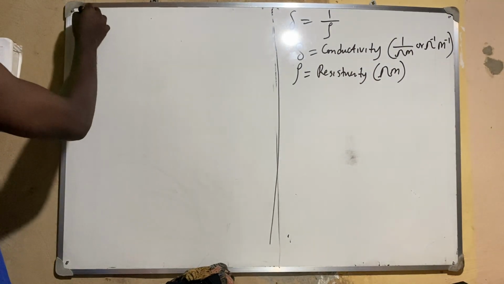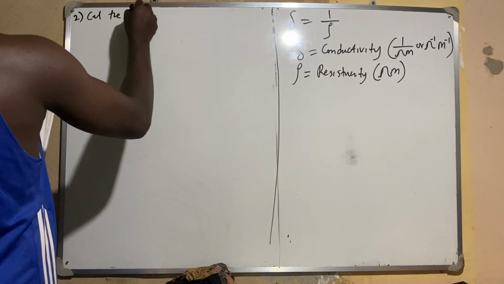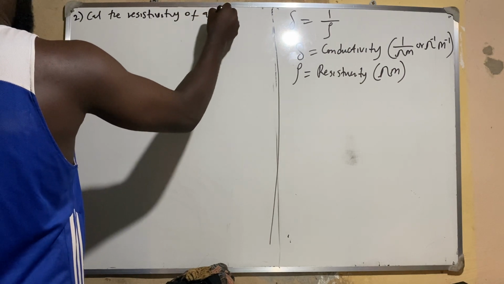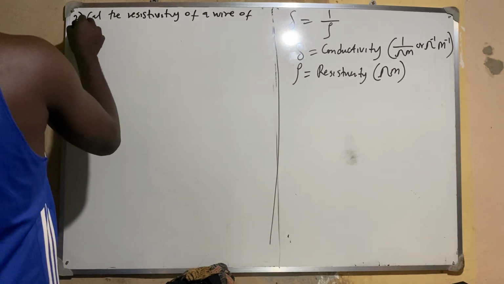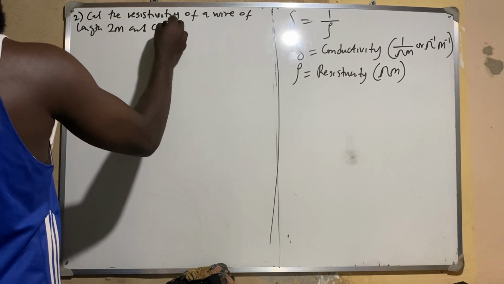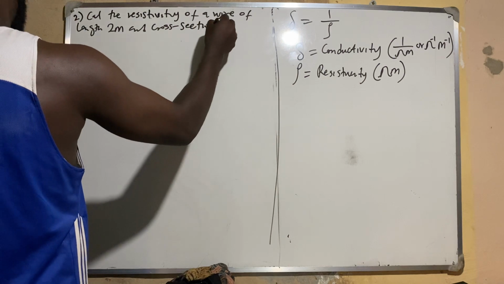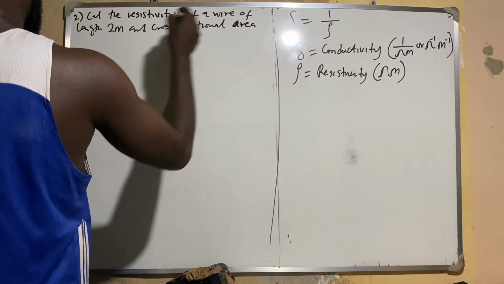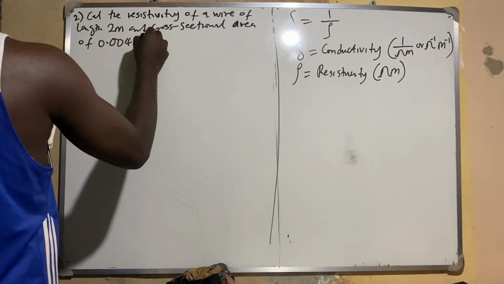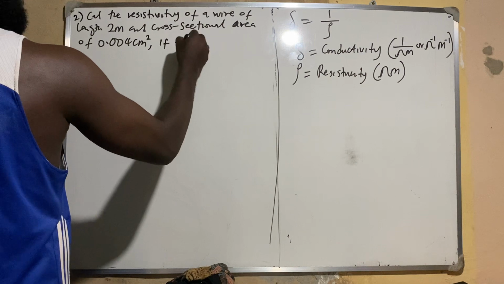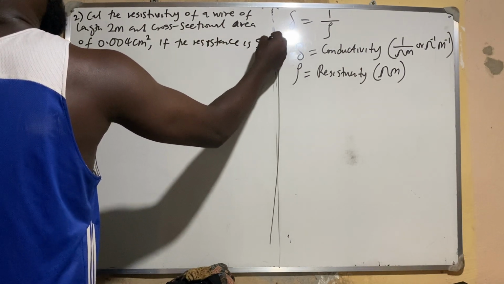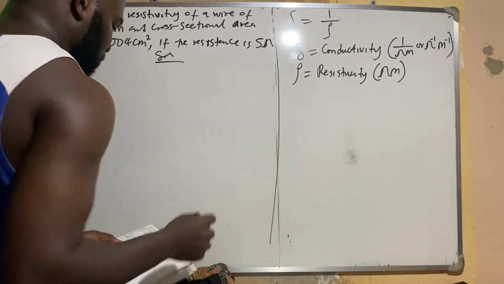Question number 2 says calculate the resistivity of a wire of length 2 meter and cross-sectional area of 0.004 cm squared, if the resistance is 5 ohms.